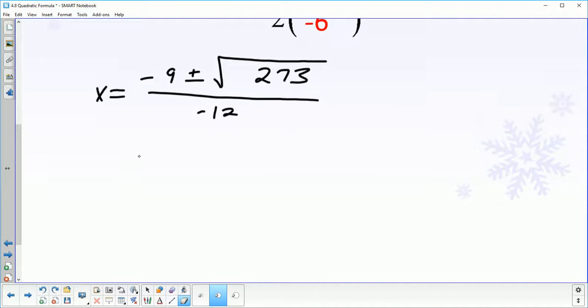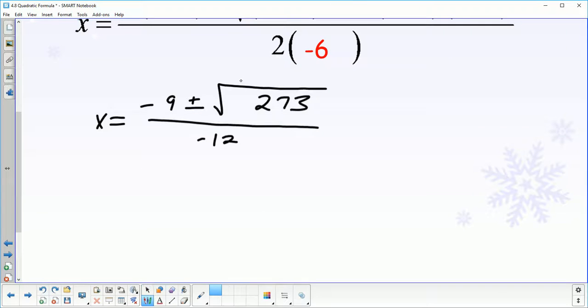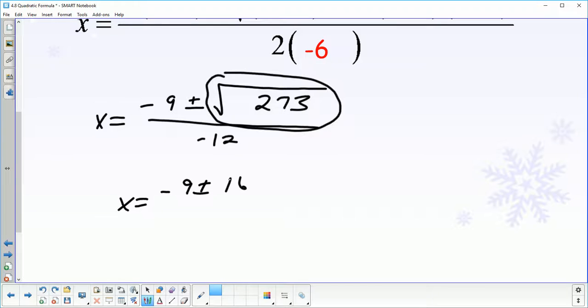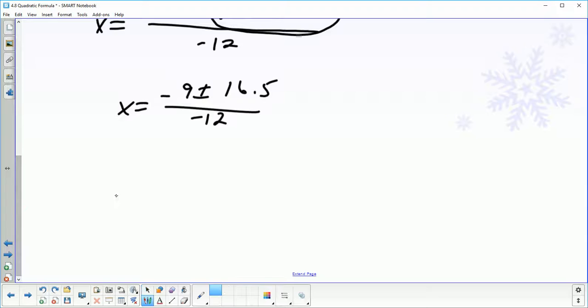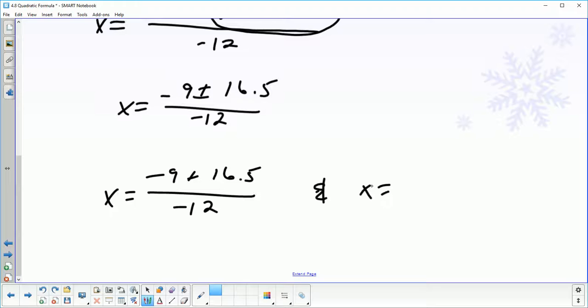Okay, so then after this, what we can do is simplify the square root of 273. So I'm going to have x equals negative 9 plus or minus, if I simplify that, I get about 16.5, all over negative 12 still. And this is where we need to do our two solutions. x equals negative 9 plus 16.5 all over negative 12. And the other one, x equals negative 9 minus 16.5 over negative 12.